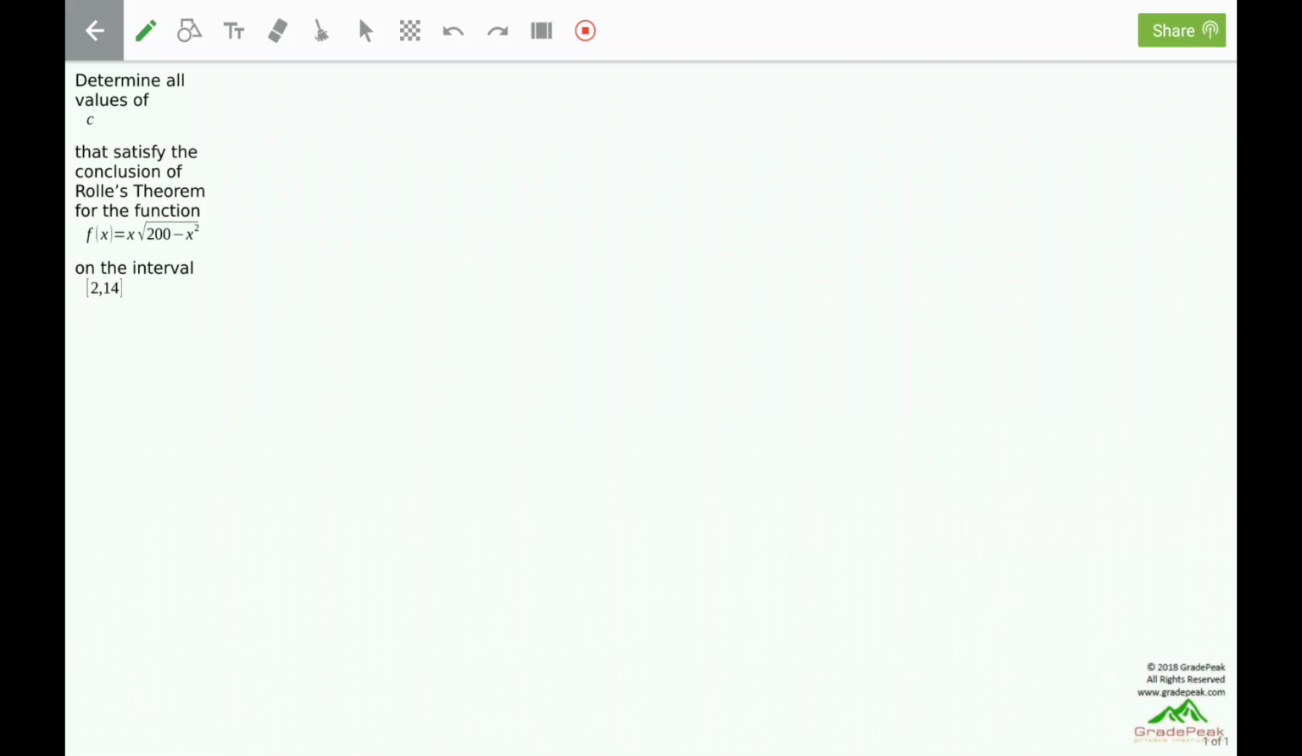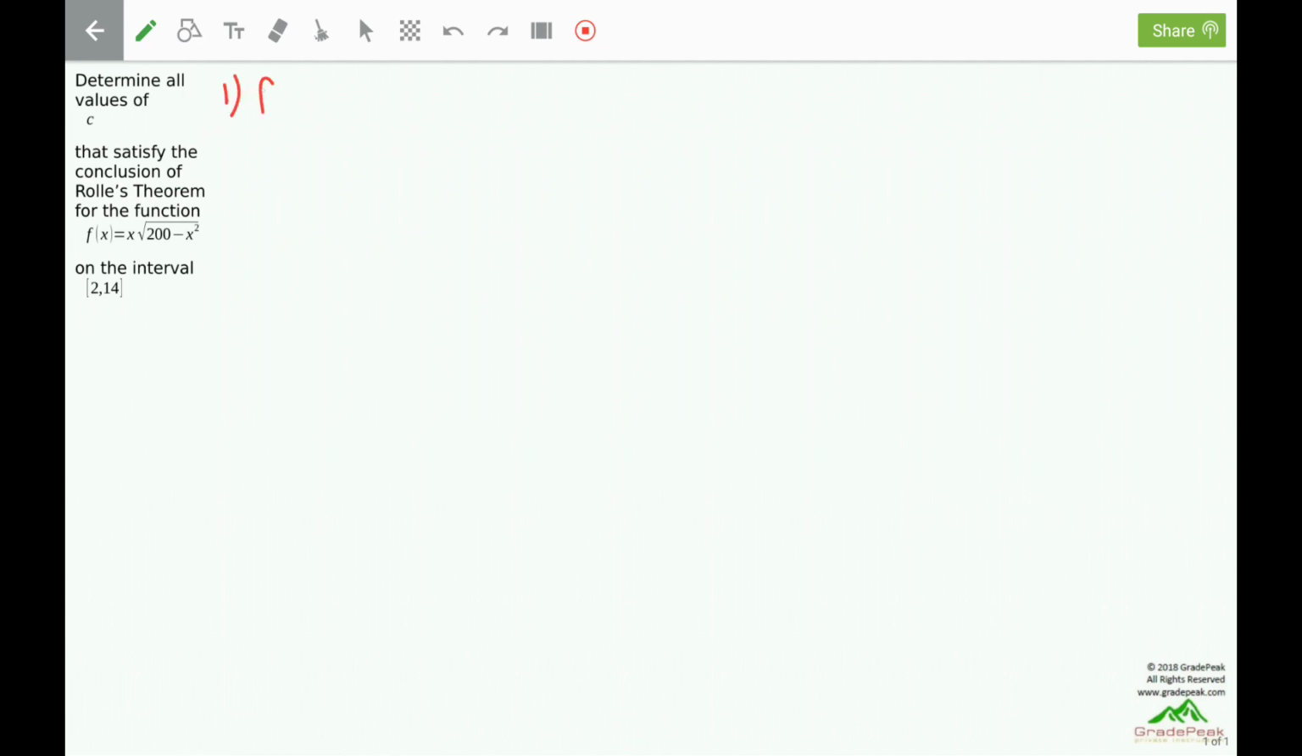Determine all values of c that satisfy the conclusion of Rolle's theorem for the function f of x equals x times the square root of 200 minus x squared on the interval 2 included to 14 included. The first thing to do is to determine whether the three conditions are met for Rolle's theorem to apply.